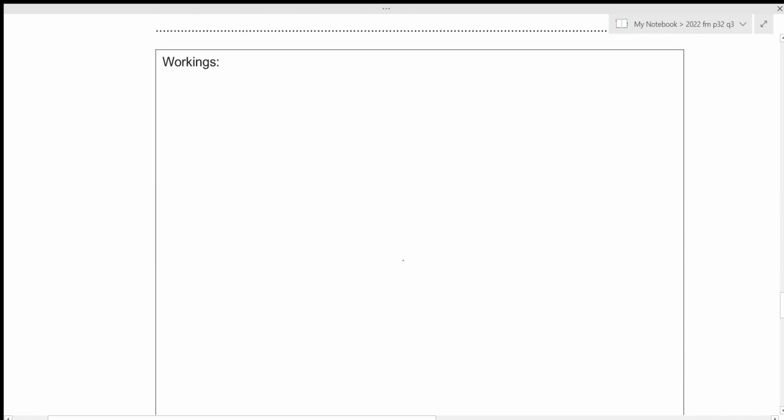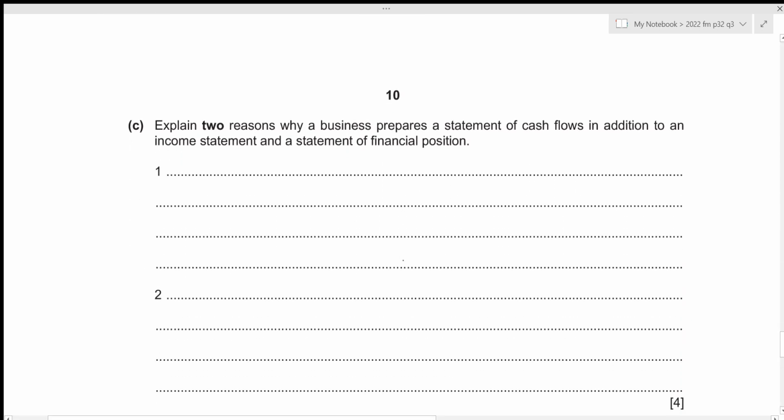Alright, we were given the working section right here, which means that you guys should be showing all of your workings in this particular box so that you get your markings correctly. Now, for the third part of this question, we need to explain two reasons why a business prepares a statement of cash flows in addition to an income statement and a statement of financial position. So this is because statement of cash flows provides additional information about how the business generates as well as uses cash. Let's write it down.